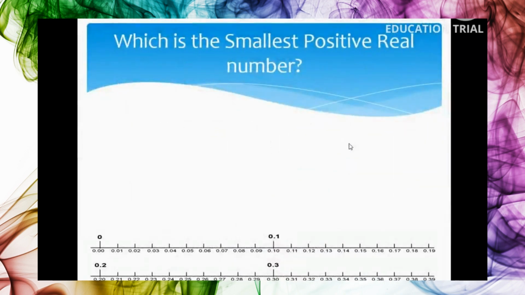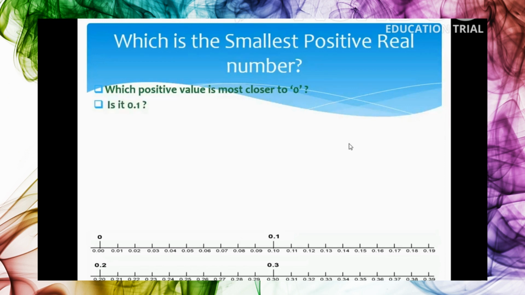Next, there is a question: which is the smallest positive real number? The question means we want to think about a positive number that must be smallest and positive. So smallest and positive means it will be closer to 0. So the question can be rethought as: which positive value is closest to 0?